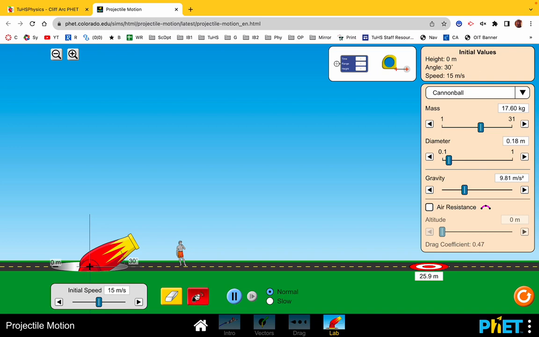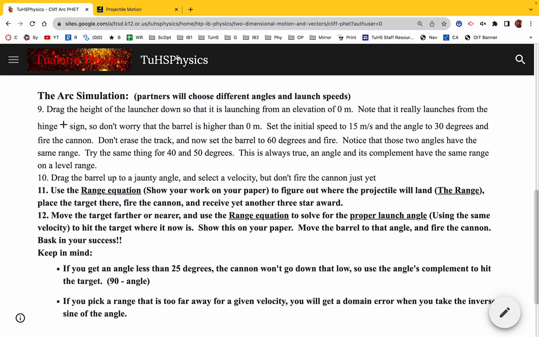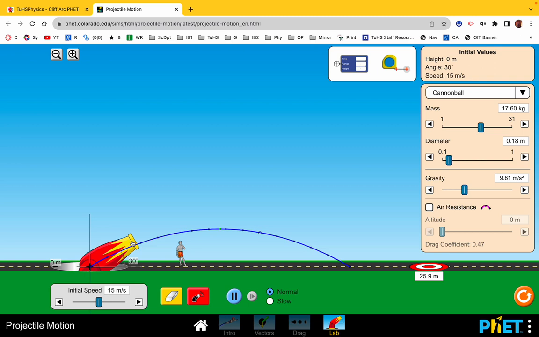Are you ready for this? Don't erase the track. Now set the barrel to 60 degrees and fire. Remember, 30 and 60 are complementary angles, right? These are angles that add up to 90. So let's do 60 degrees. And this is, right? The sine of twice 30 and the sine of twice 60 are the same thing. Okay, so this has the same range.